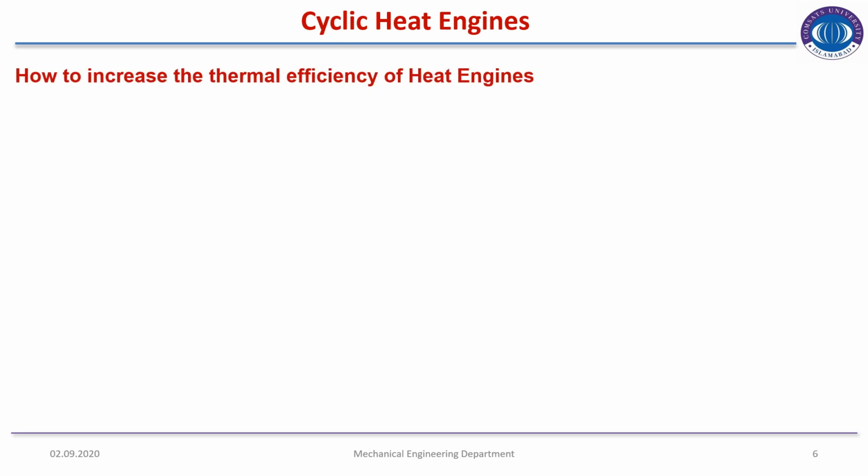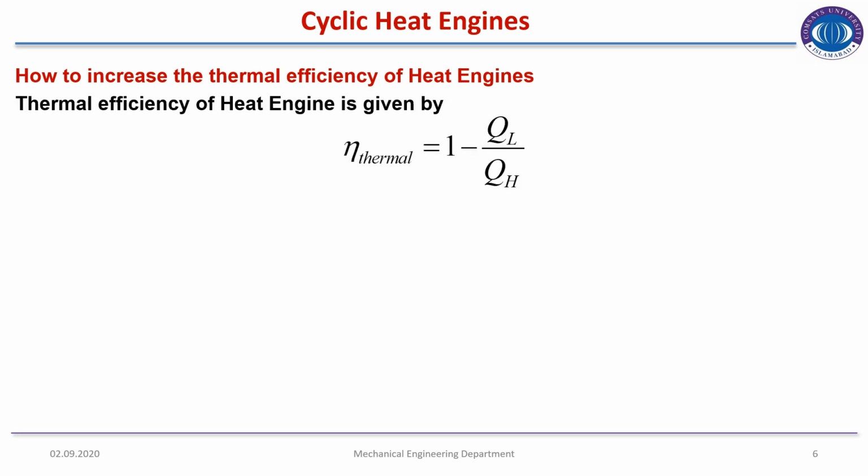How to increase the thermal efficiency of heat engines? So the relation of thermal efficiency of a heat engine is given by thermal efficiency is equal to 1 minus QL divided by QH. We have just derived this relation in the previous slide as well.